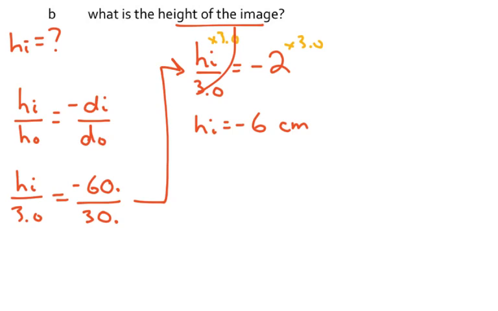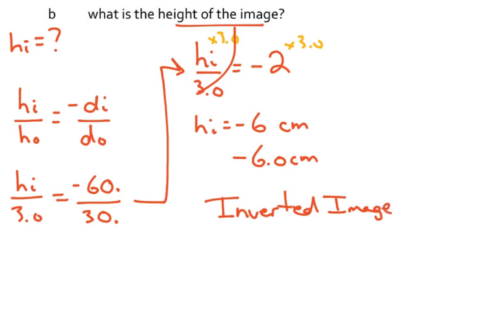We need to look at sig figs. Every single measurement that we used in this calculation had 2 sig figs, so we do still need to have 2 sig figs in this answer. To do that, we'd call this negative 6.0 centimeters. Now, just like with DI and DO, HI relies on the negative to tell us something about the image. Because HI is negative, this is an inverted image. It means this image is actually upside down from what shows up in reality.